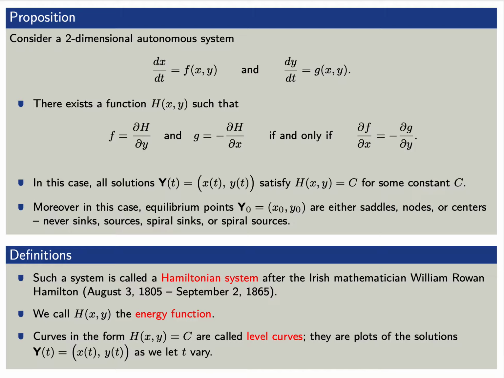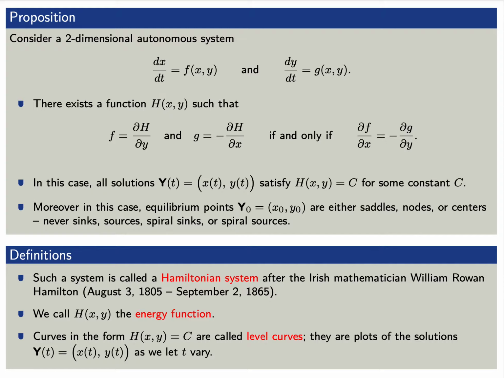First, observe that there exists a function H such that f is the partial of H with respect to y, and g is negative the partial of H with respect to x, if and only if the partial of f with respect to x equals negative the partial of g with respect to y. If this is the case, then all solutions Y of t satisfy H of x,y equals c for some constant c. Moreover, in this case, equilibrium points are either saddles, nodes, or centers. They are never sinks, sources, spiral sinks, or spiral sources.